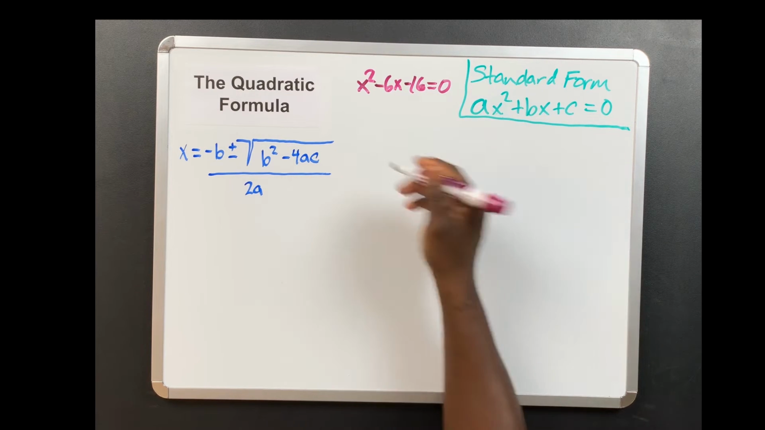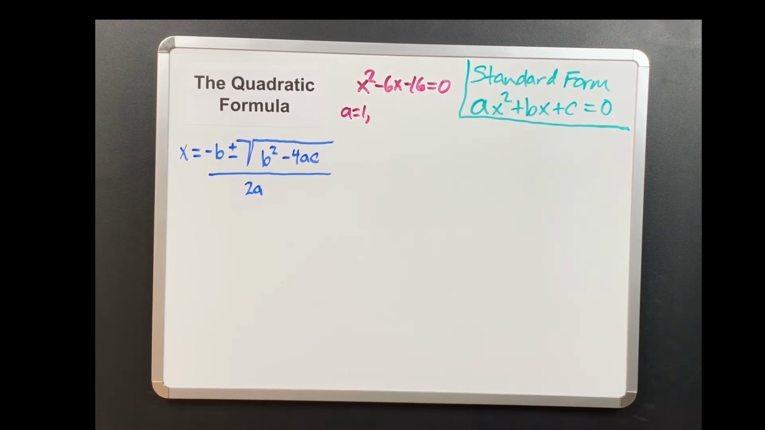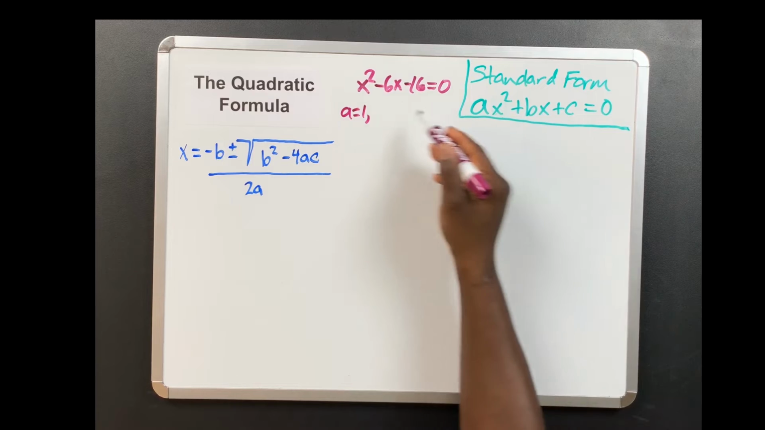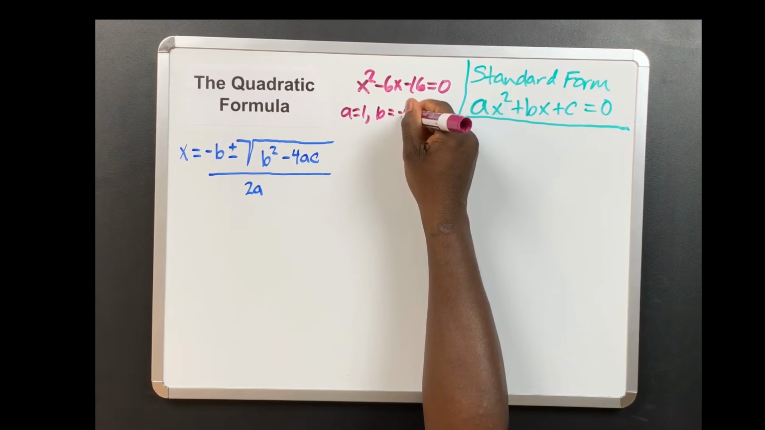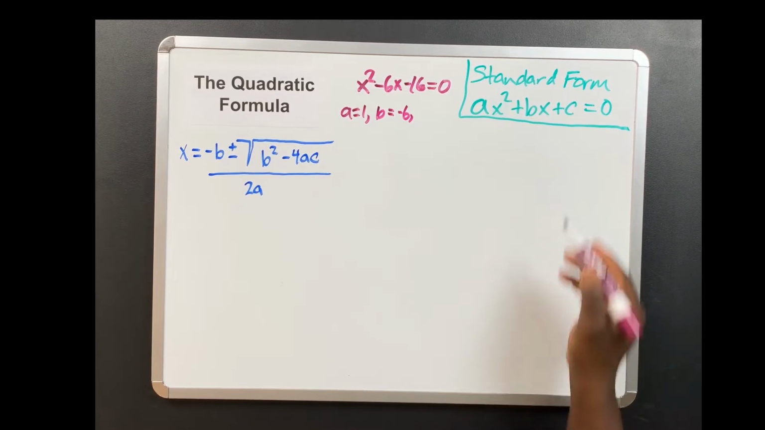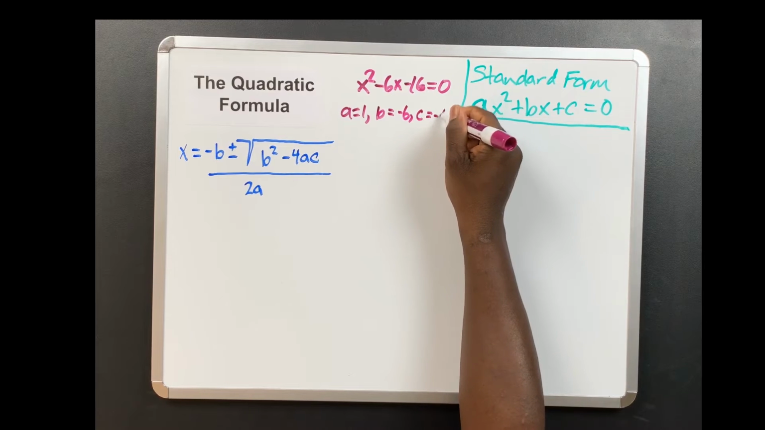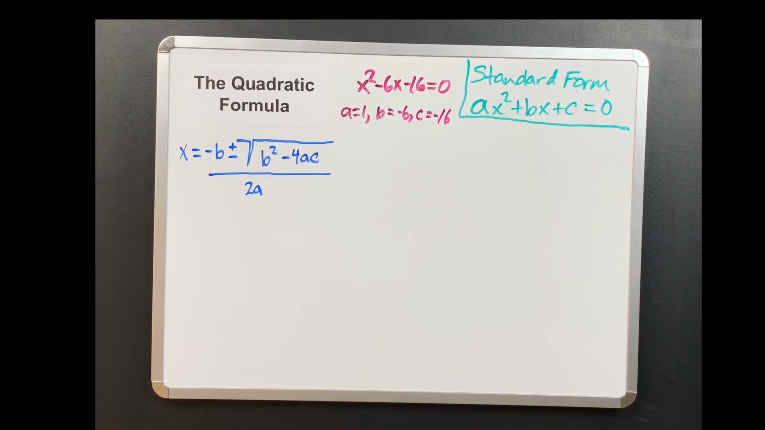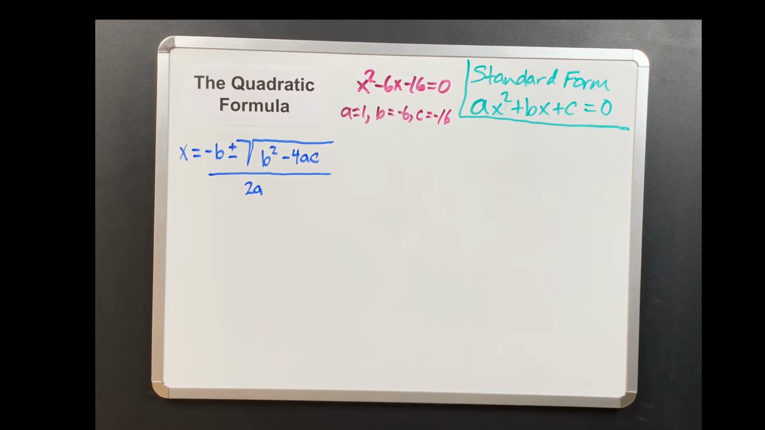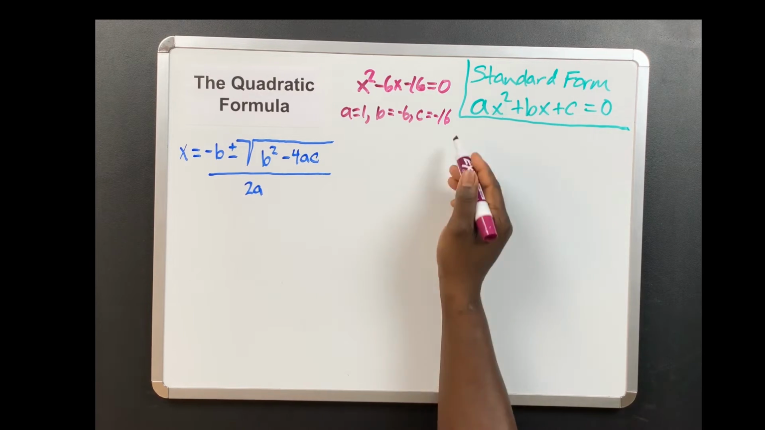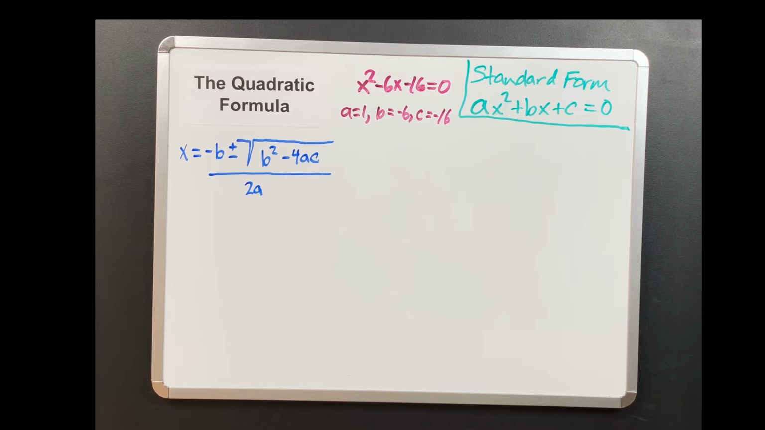In this quadratic equation, what is the coefficient of the first term, x squared? You're right, it's 1. So a equals 1, and b, the coefficient of the second term, is negative 6. So b equals negative 6, and c, the constant, is negative 16. Very good. We've identified the key variables, so now we're going to substitute these values in the formula and solve for x.